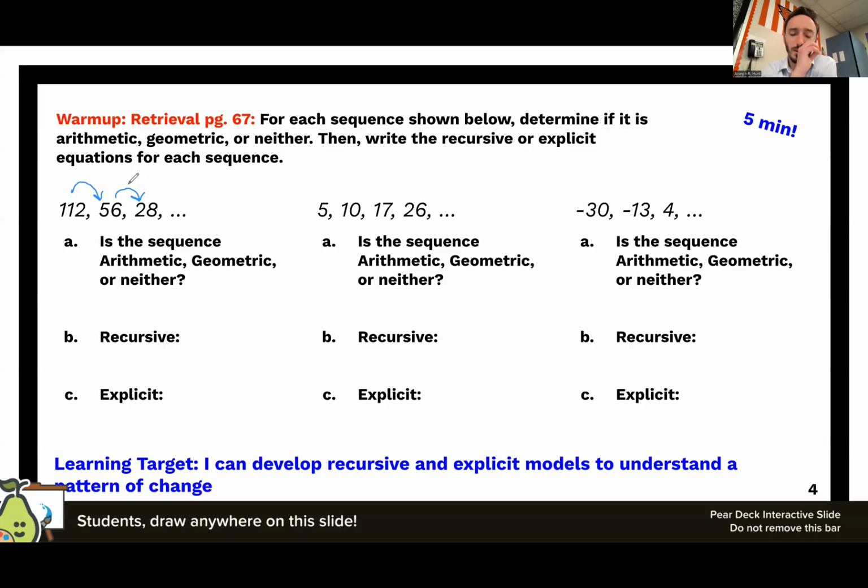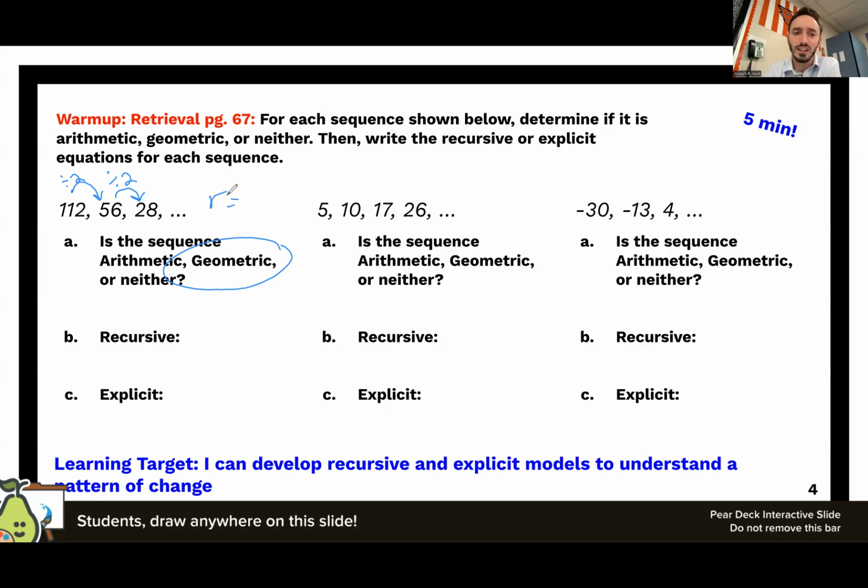So if I think about it a little bit differently, to go from 112 to 56, it's kind of like I cut it in half. And then to go from 56 to 28, I cut it in half again. What we're going to see here is that this is evidence of a geometric sequence. Now, when we write a geometric sequence, we often talk about a common ratio, which I'm going to start to refer to as this term r. This common ratio is usually something that we're multiplying by over and over again.